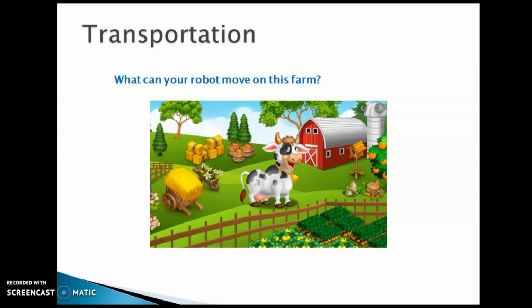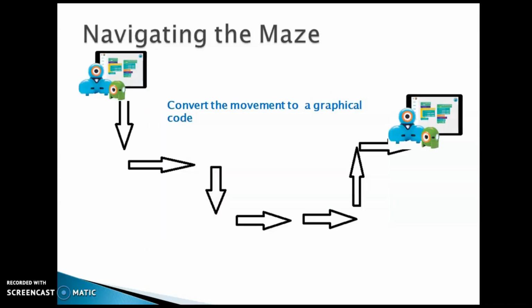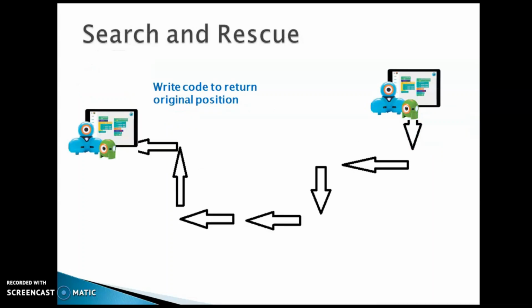We can, of course, identify some of the things that are on a farm and then talk about what a robot can do on the farm. So navigating a maze, convert the movement to a graphical code. So just based on looking at the arrows, we can then come up, or the teacher or the student with the teacher's help can come up, with the code for this program.